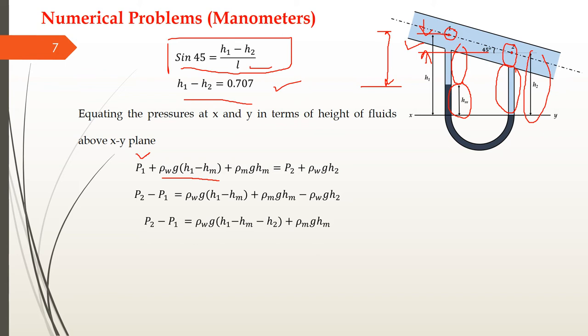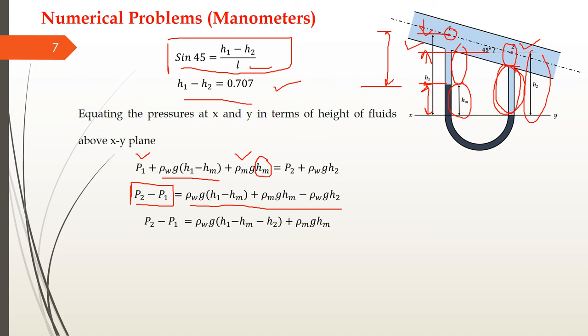Then rho M into G into HM, because now we have the manometric fluid, which we denote by rho m. So we will write the density of the mercury or manometric fluid, G into HM, that is your unknown, and that will be equal to the pressure at this point P2 and rho w, because we have the water over here, rho w into G into H2. So the difference in the pressure between two points P2 and P1 is given to us. So we will arrange the equations accordingly. P2 minus P1 will be equal to this term then.